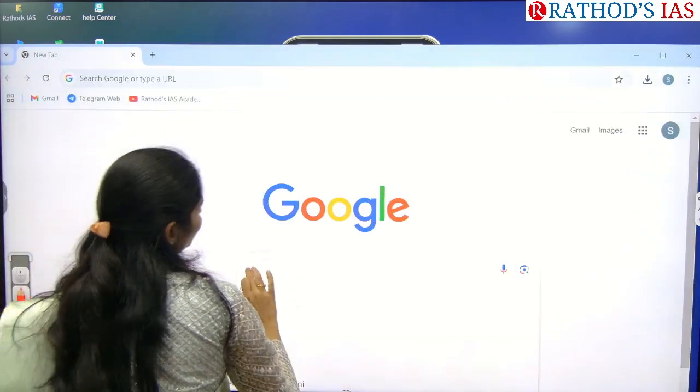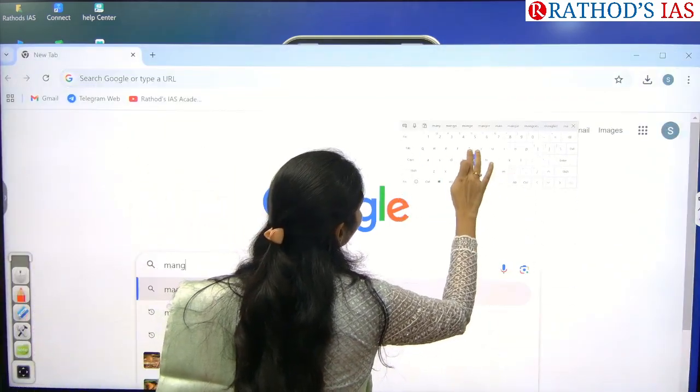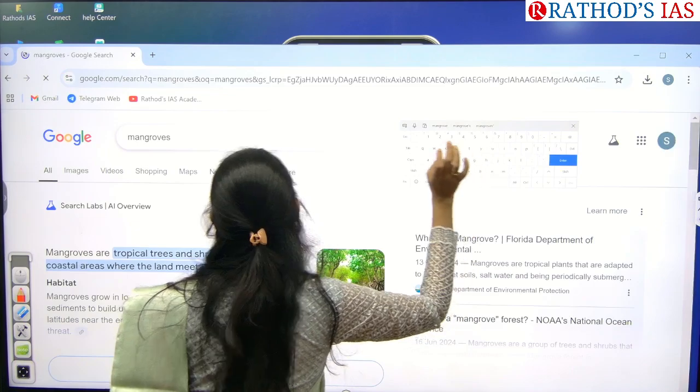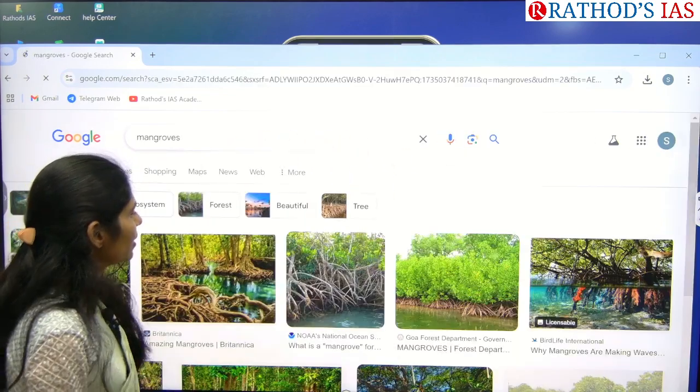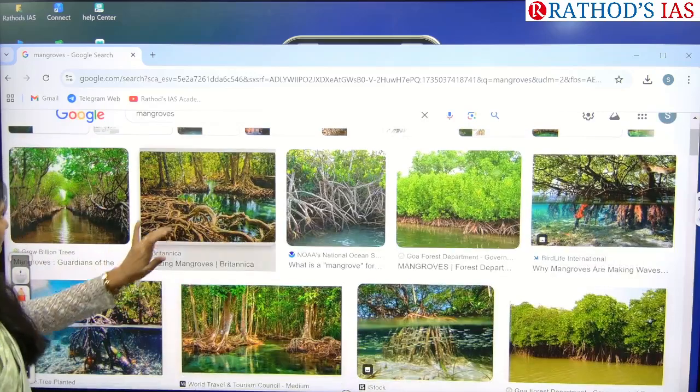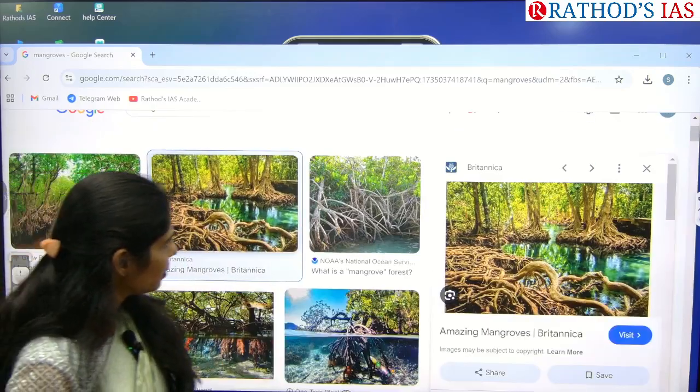Okay, mangroves. Can you tell me some important characteristics of these mangrove plants? Have you seen them? Mangroves?